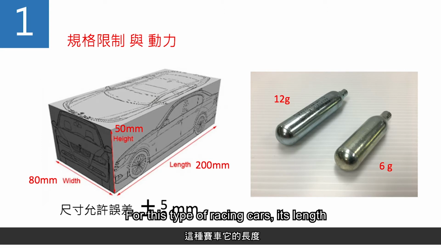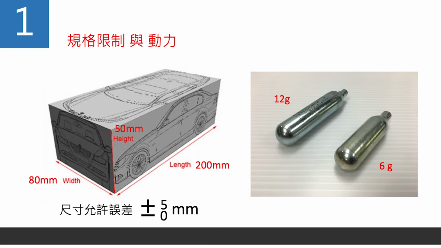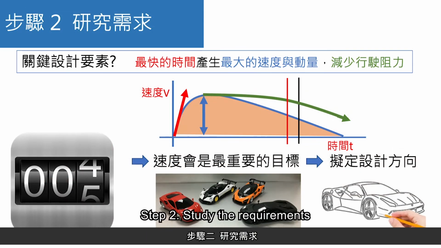For this type of racing car, its length should be around 20 centimeters long. In other words, 200 millimeters long. It should be 80 millimeters wide and 50 millimeters tall. For its driving power, there are two specifications, one being a 6-gram gas cylinder and the other being a 12-gram gas cylinder. Step 2, study the requirements.